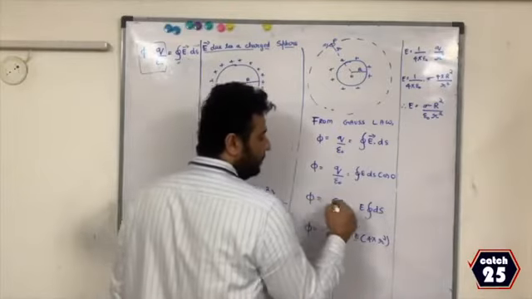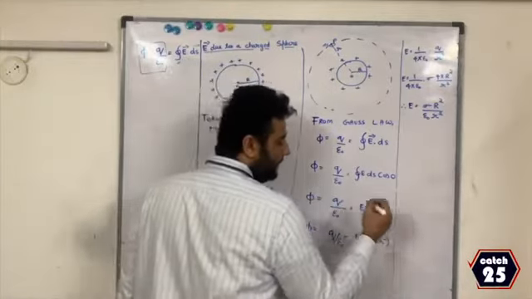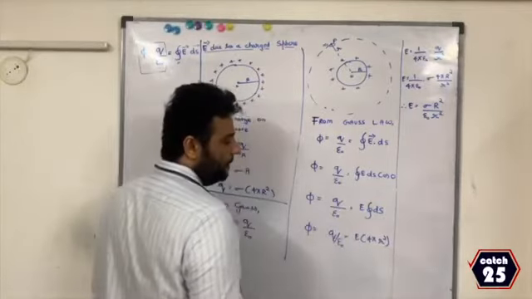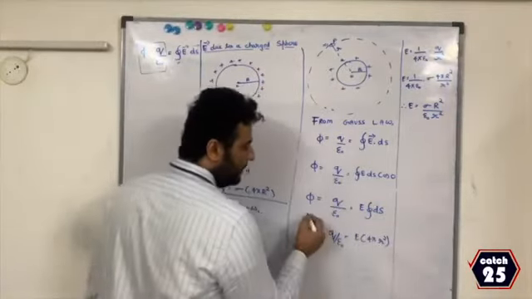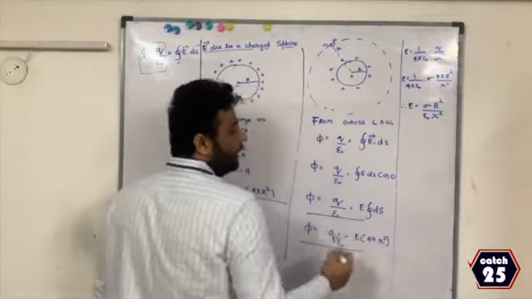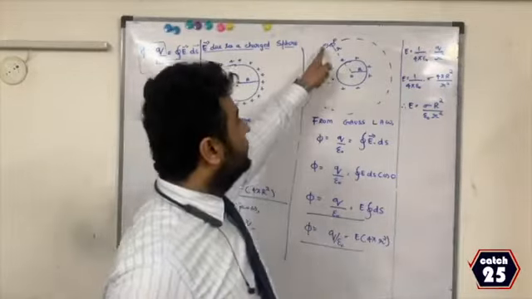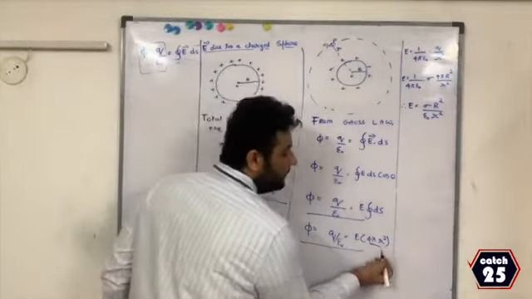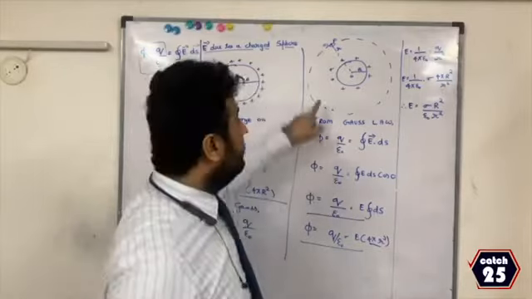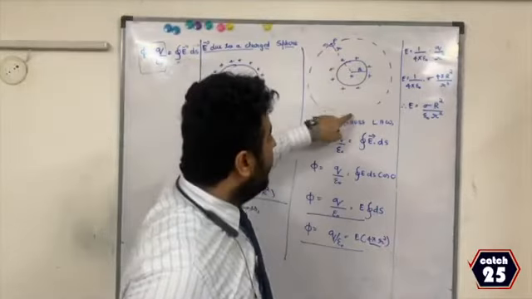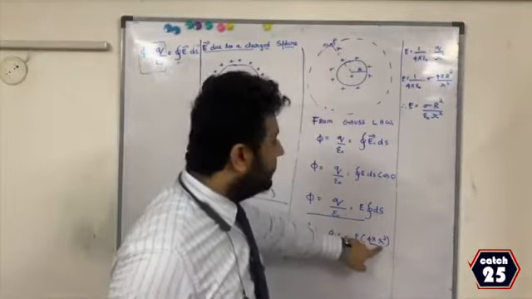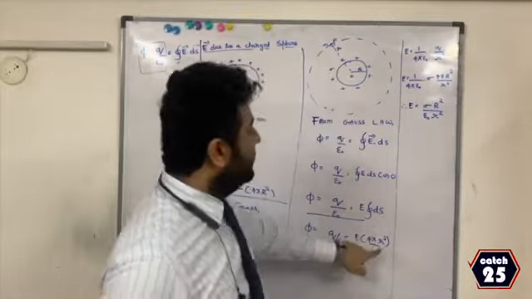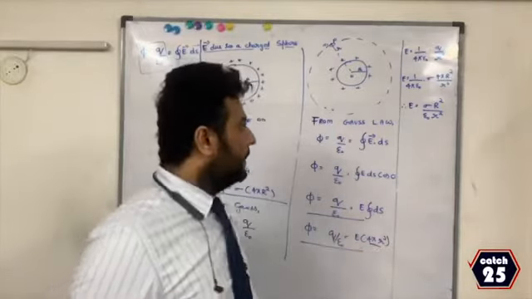Therefore, phi is equal to q by epsilon naught is equal to E integration ds. Till here it is as it is. The integration over the closed surface is the complete surface of this sphere, and the complete surface of this sphere is 4 pi r square, because I am finding this for the sphere whose radius is small letter r. Therefore, the surface area of this sphere is 4 pi r square.